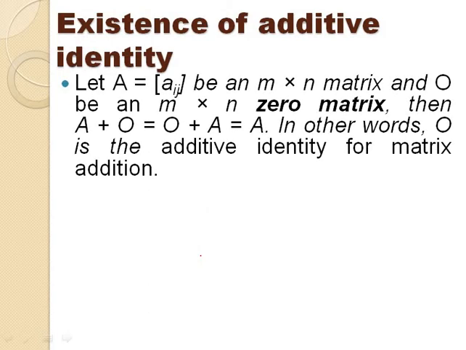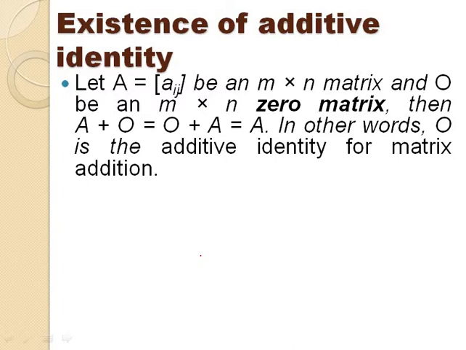So, additive identity. Additive identity means if A is a matrix of order m into n, and O is the m into n zero matrix, then A plus O is equal to O plus A is equal to A. In other words, O is the additive identity of matrix addition.